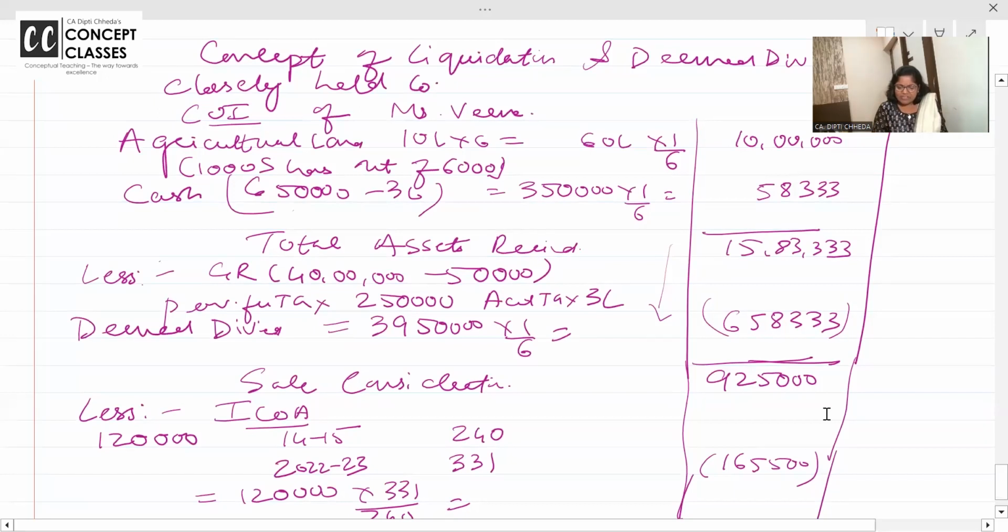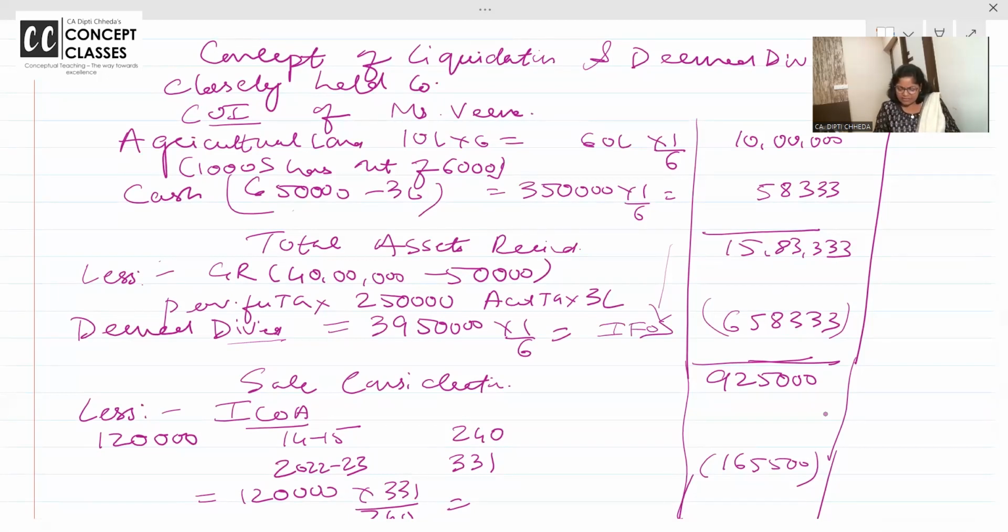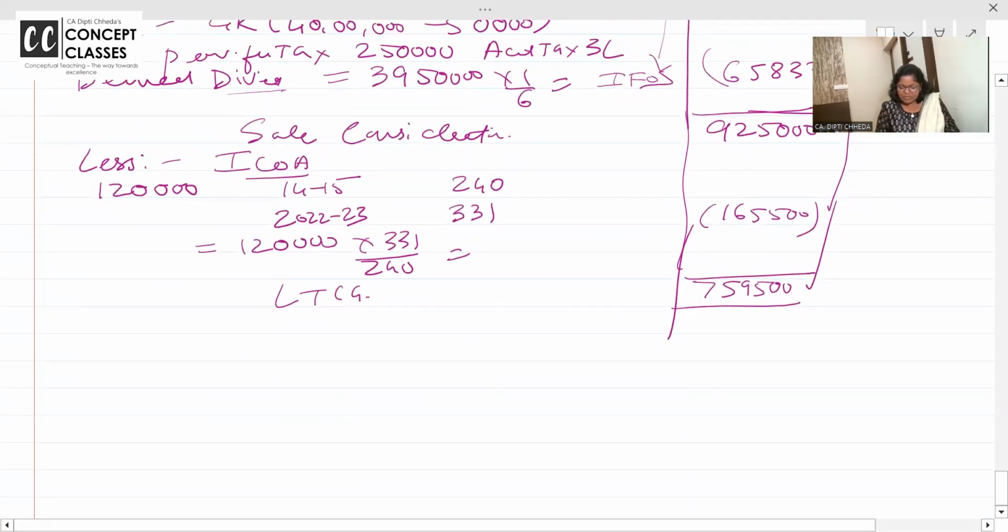Company gave me agricultural land 10 lakhs. Company gave me cash 15 lakhs. Out of that, whatever the company has given for reserves will be treated as deemed dividend, taxable in income from other sources. Remaining is the sale consideration, and then indexed cost and capital gain.